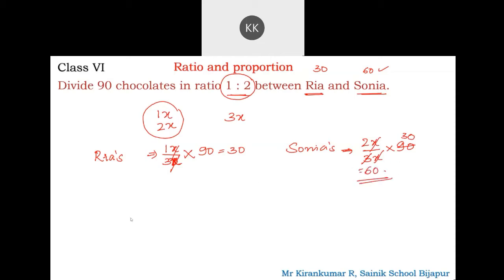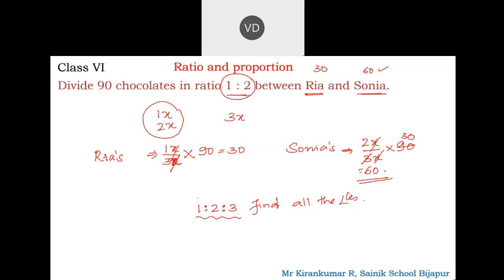I will tell you why I explained in this way. Sometimes they may give a question that the angles of a triangle are in the ratio 1:2:3. Find all the angles. For a triangle, the angles are in this ratio. How do we find? 30, 60 and 90.